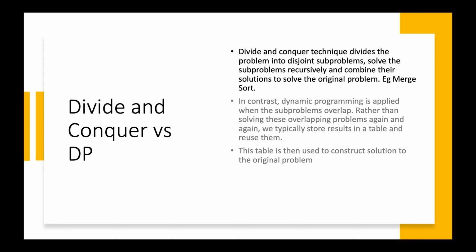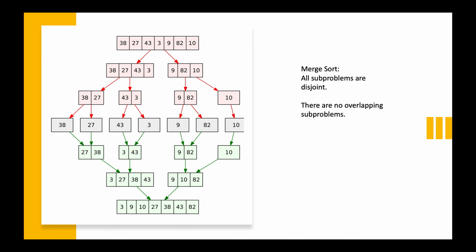For example, merge sort. This is an example of merge sort. You can see that this is an unsorted array and the final answer is the sorted array. So what merge sort does is it divides the problem, the unsorted array, into subarrays until it is no longer divisible. So the size of this is 1, as you can see, and later it will start combining, it will start sorting until you get the sorted array. You can look at this subproblem, it does not match to any other subproblem. And similarly, other subproblems are not matching. So all the subproblems are disjoint and there are no overlapping subproblems.